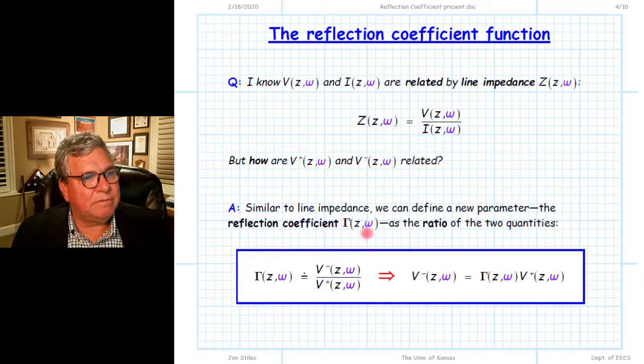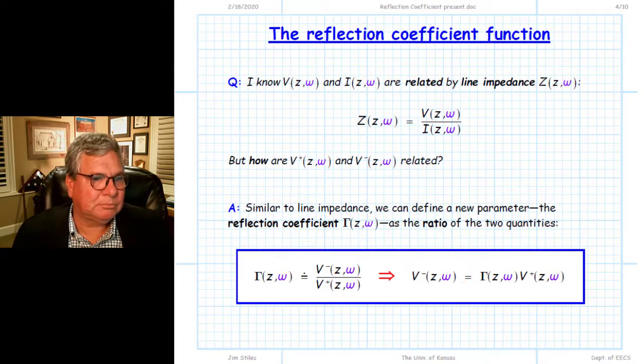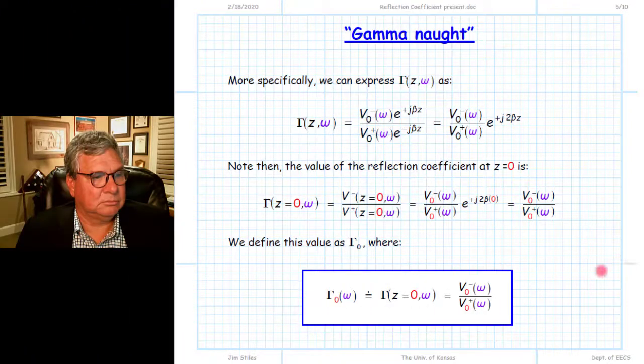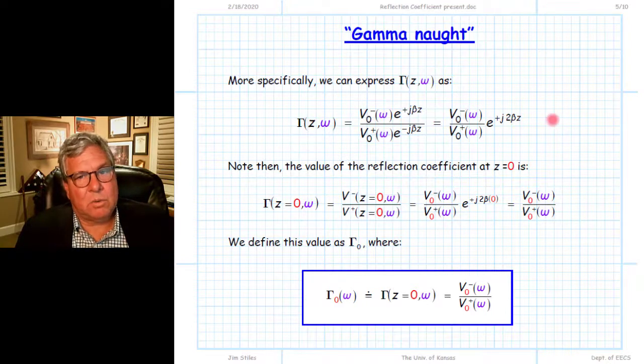So the reflection coefficient function is what I call this. It's a function of position. It's not a number, unless we evaluate it at a specific position z. So one great thing about this reflection coefficient function is we can immediately determine its form.